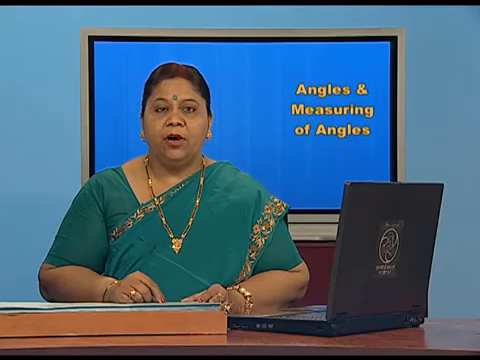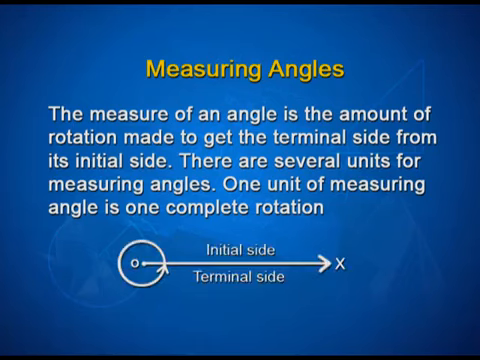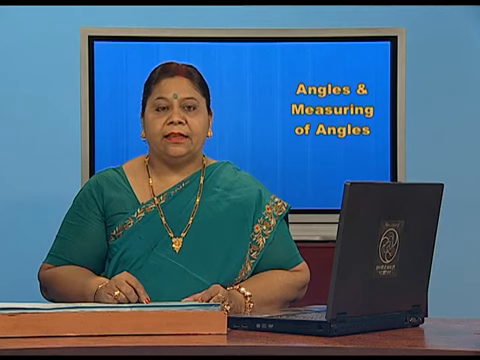Now, let us study about how to measure these angles. The measure of an angle is the amount of rotation made to get the terminal side from its initial side. There are several units for measuring angles. One unit of measuring angle is one complete rotation. Here you can see in the figure, one complete rotation is considered as 1 unit.